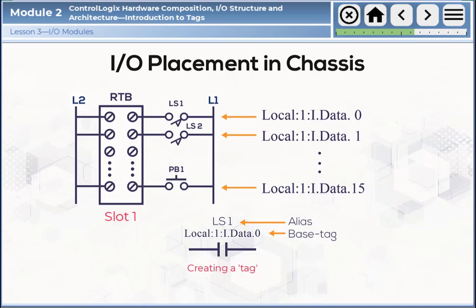If the field device limit switch LS1 is activated, the base tag Local:1:I.Data.0 will be logic 1 or on. And as we'll see later, the memory address in the controller will be a 1. And when the controller is evaluating the code or control program, it will close the normally open contact instruction referencing LS1 and thus provide continuity.